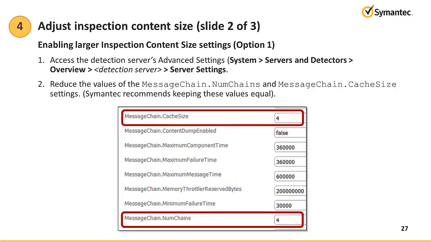However, the settings you can actually select will depend on first, the number of message chains and the message chain cache size, and secondly, the amount of system memory in the detection server. To enable larger inspection content size settings, you can do either of the following options. For option 1, you can reduce the values of the detection server's messagechain.numChains and messagechain.cacheSize advanced settings.